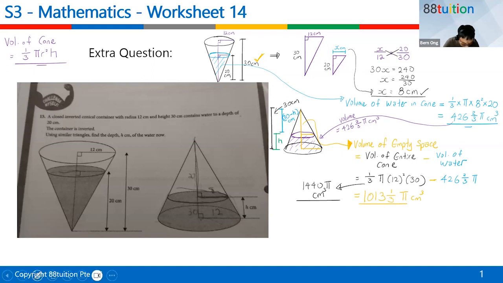So let me just extract out my drawing for you again. Down here I have this diagram versus another small triangle here, the yellow one. And this portion is called h. No, this portion is not called h. This portion is called 30 minus h, sorry.